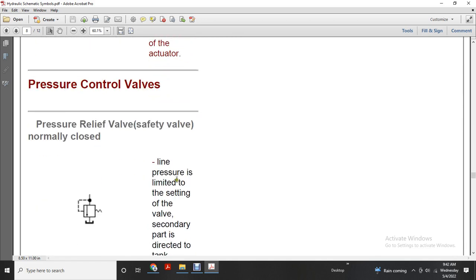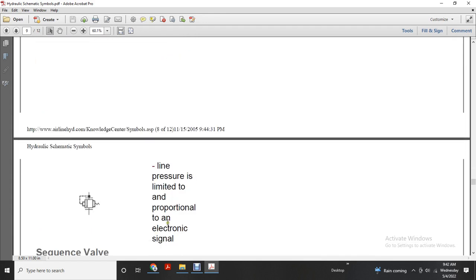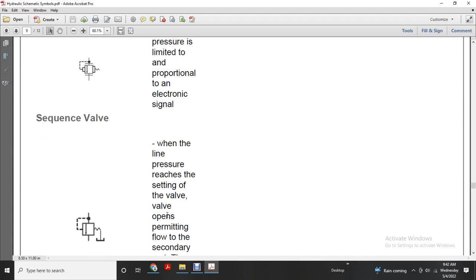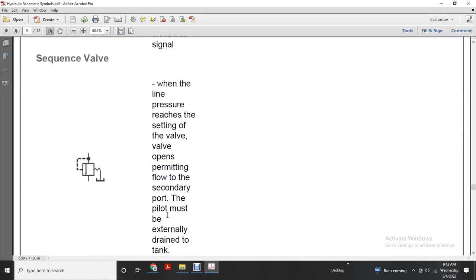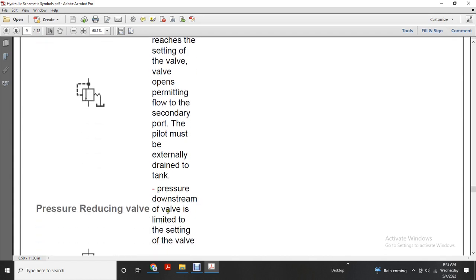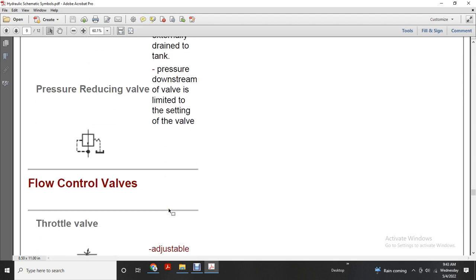Pressure control valve, line pressure limited to the setting of the valve. The secondary port is disconnected to the tank. Proportional pressure relief valve: line pressure is limited and proportional to the electronic signal. Sequencing valve: when the line pressure reaches the setting of the valve, it opens, permitting flow to the secondary port. The pilot must be externally drained to the tank. Pressure reducing valve: pressure downstream of the valve is limited to the setting of the valve.